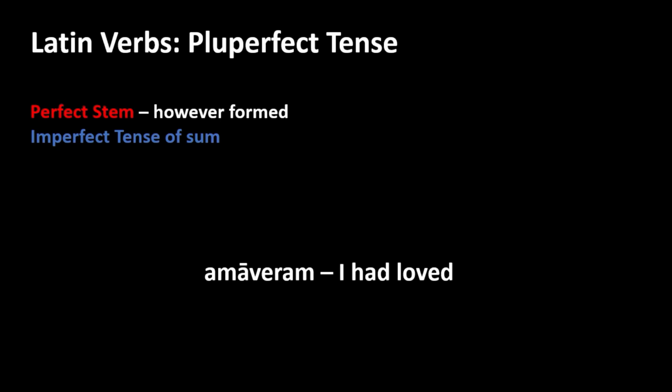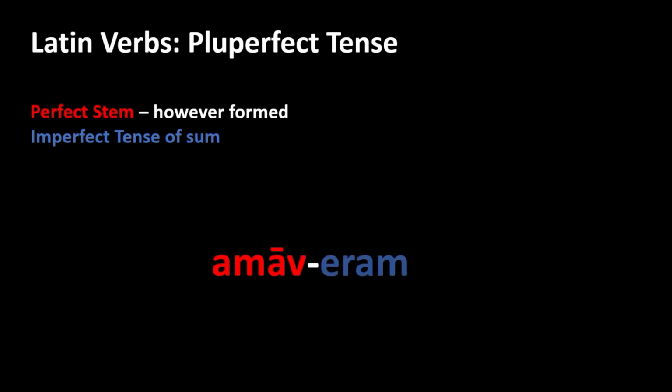But let us go through it. Here is the perfect stem of amo, amav. To it, you add the imperfect tense of sum, and you have amaveram. So that is the pluperfect tense. However, let us go through the various tables.